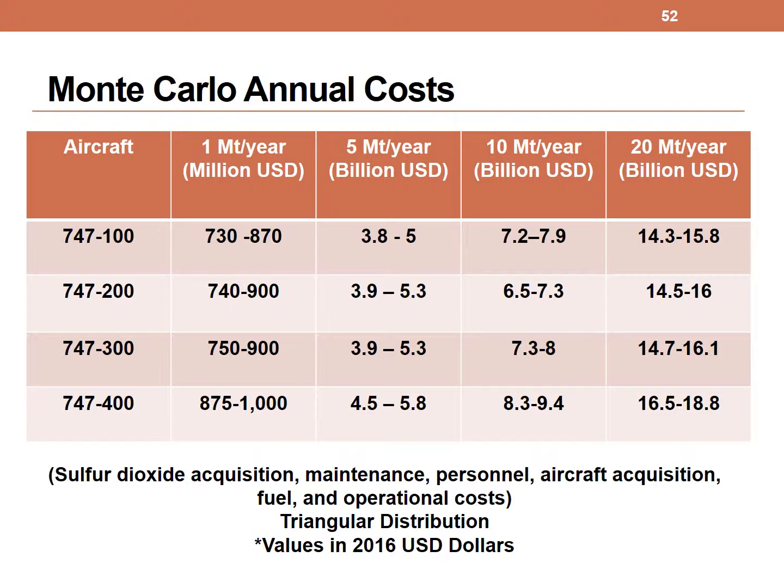The Monte Carlo annual costs were conducted for each aircraft alternative, as well as every alternative of sulfur dioxide injections. As you can see, the more sulfur dioxide injected, the more money will be needed. This is used with a triangular distribution in 2016 dollars, and again these costs include the sulfur dioxide cost, maintenance, personnel, aircraft acquisition, fuel, and operational costs.